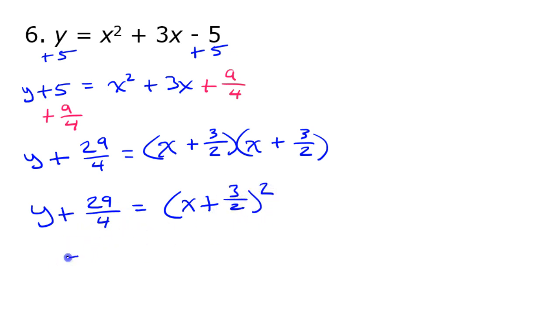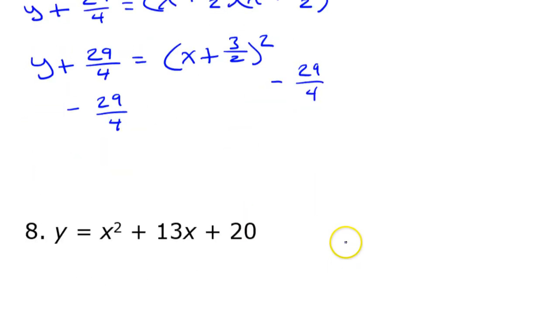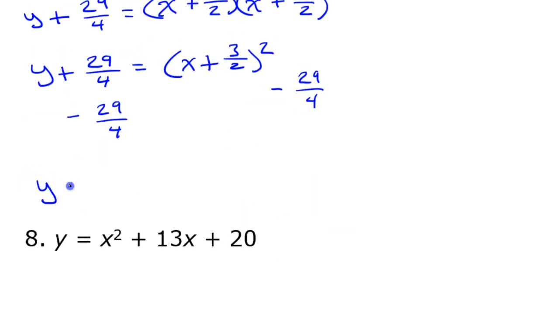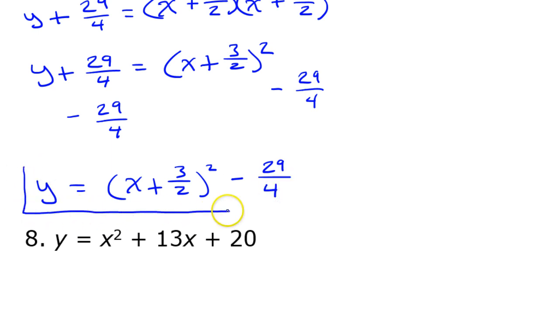And for the final step, you subtract 29 fourths from both sides. So your final answer is going to be y equals x plus 3 over 2 squared minus 29 over 4. So this is your vertex form.